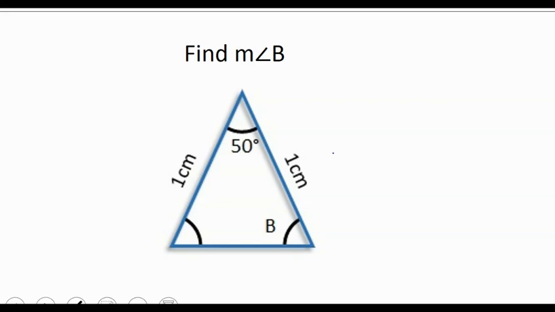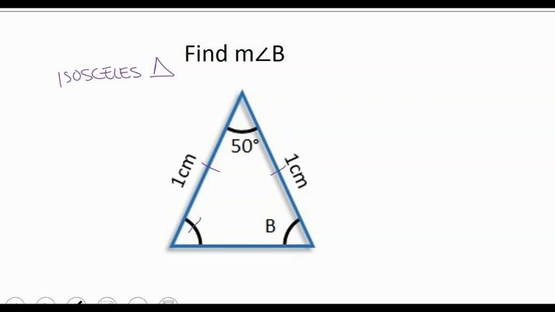Let's look at this one. This one's kind of weird. So it says find the measure of angle B, but I've only got one angle there. I know this top angle is 50 degrees, but I don't know the bottom left angle. Wasn't given that information. But I was told the two sides that are going up and meet at the top, they're both 1 centimeter. If those sides are both the same, that means this is an isosceles triangle.